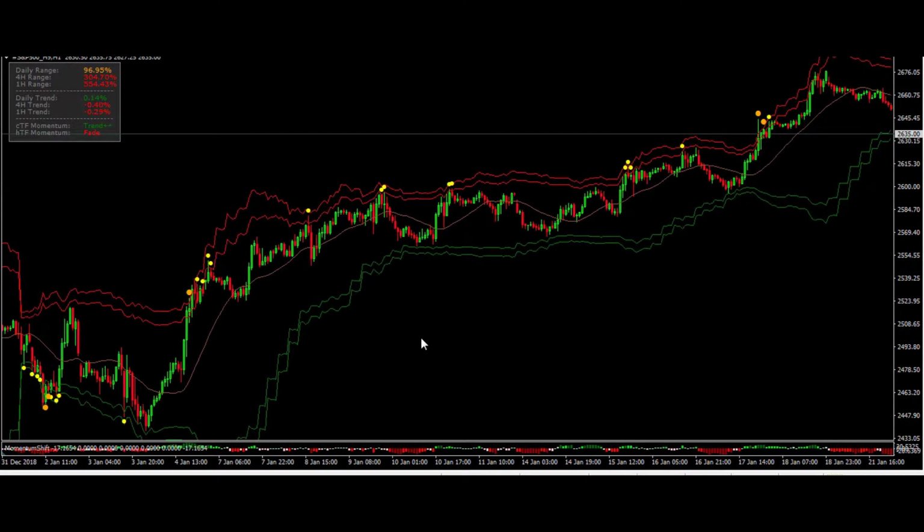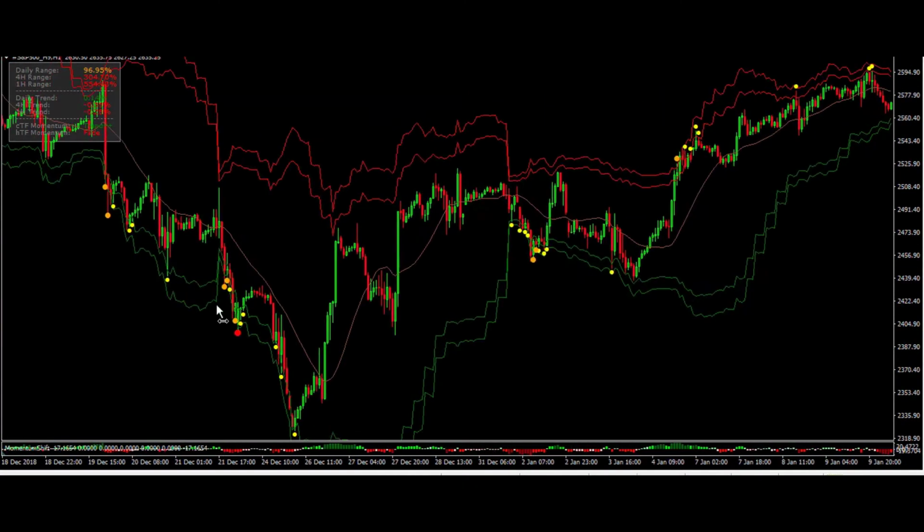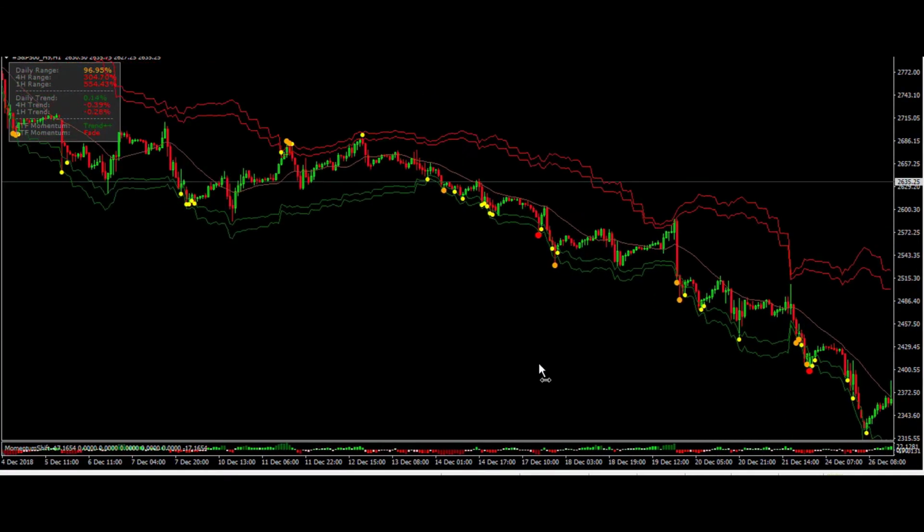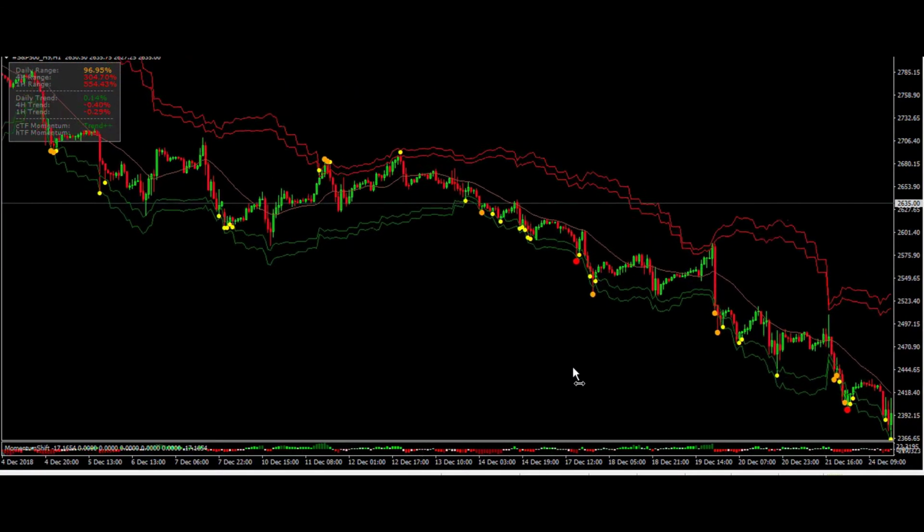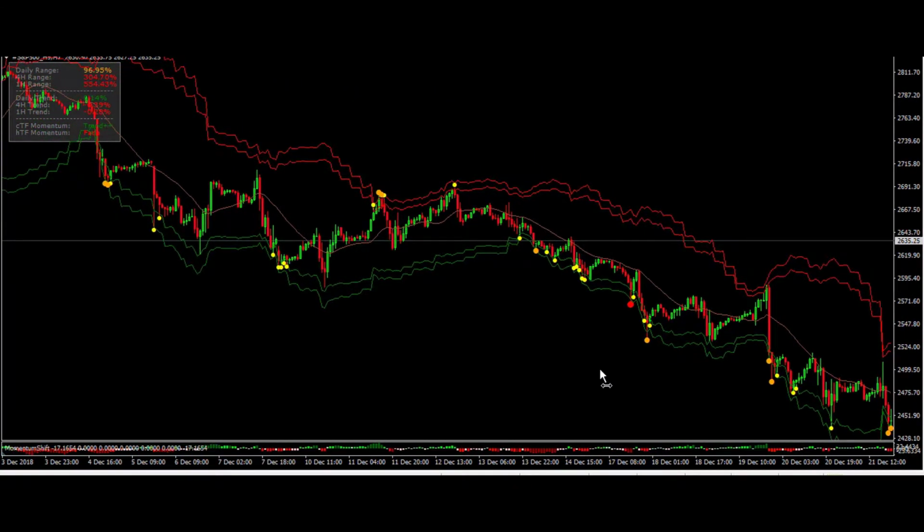Let's actually go back and find some of the really interesting channel violation setups around. Let's look at this example right here. This is a textbook example of what we're talking about.